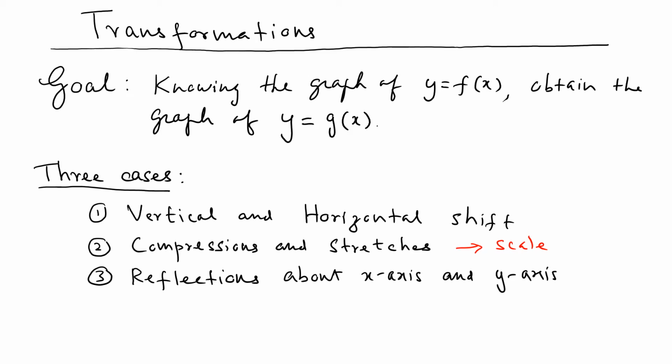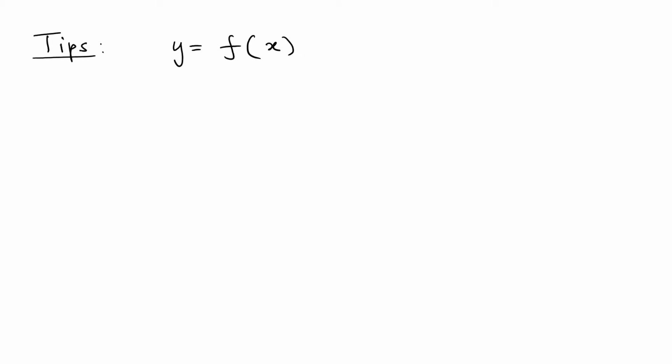And then we also have what we call the reflections. We can talk about two types of reflections: reflection about the x-axis, and reflection about the y-axis. There are a few tips that you want to remember. Let's say you have a function y = f(x). We call this the inside of the function, inside the parentheses, and this is the outside of the function.